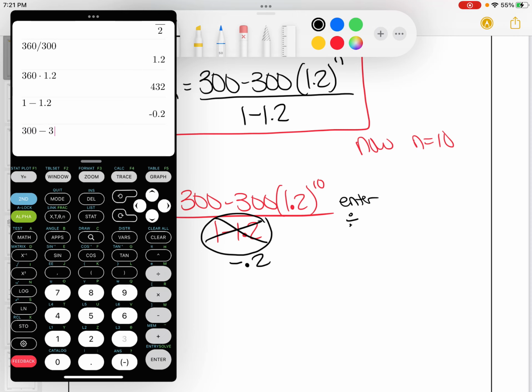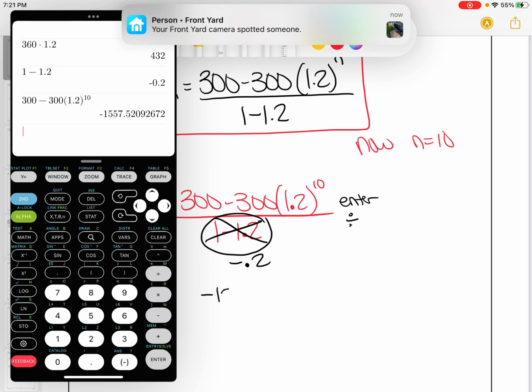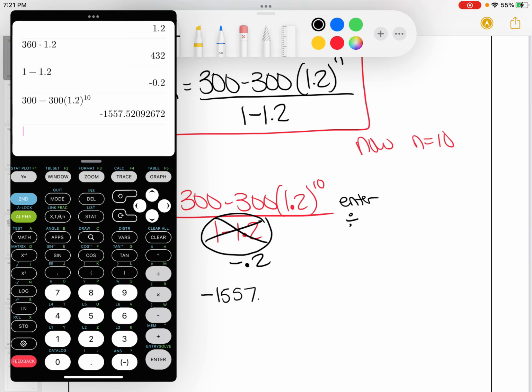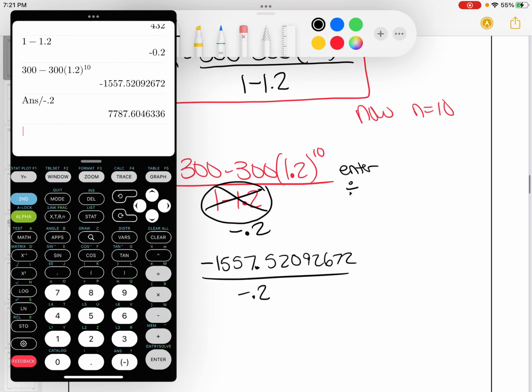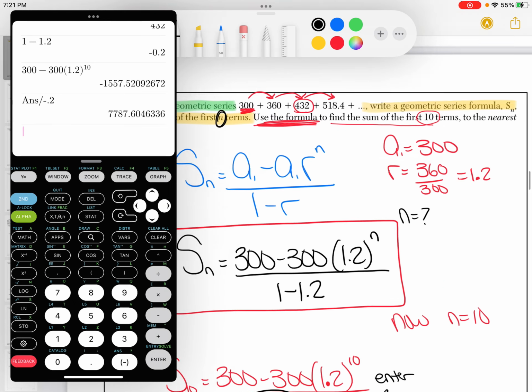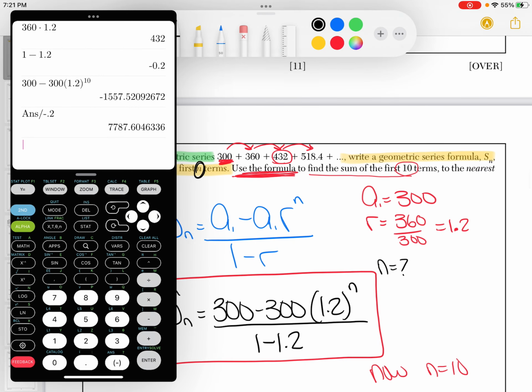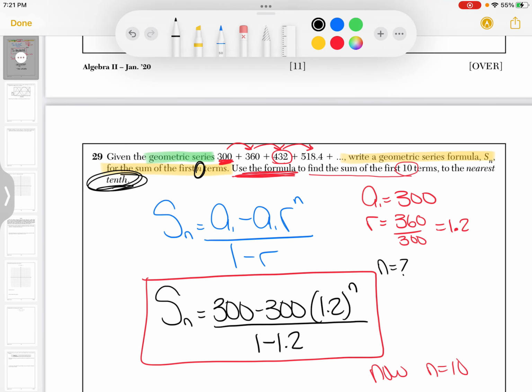Now I'm going to plug in the top, 300 minus 300 times 1.2 to the 10th. Boom, I get negative 157.52092672 over negative 0.2. Do I have to show that step? Why not? Show all of your steps. The more work, the merrier. Divided by negative 0.2 will get me my final answer, 7787.6046336. So I go back up to the directions, and it tells me to round to the nearest tenth.